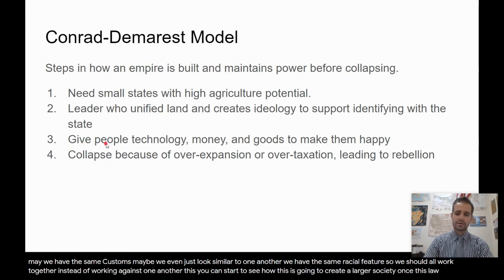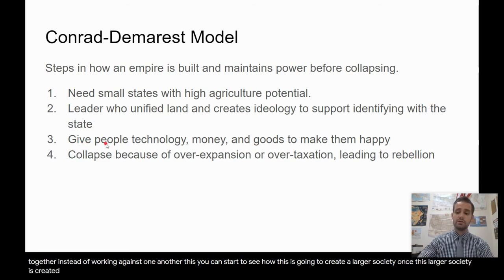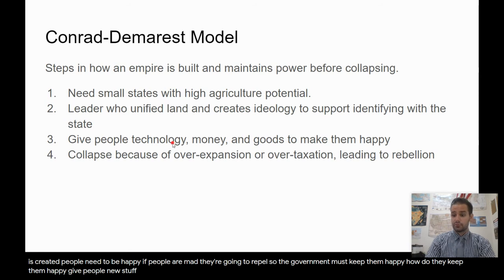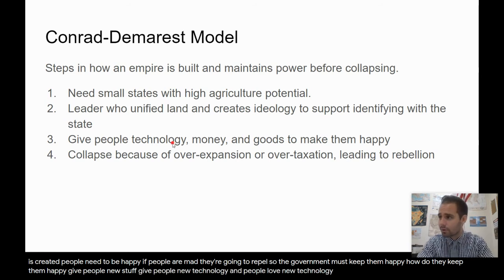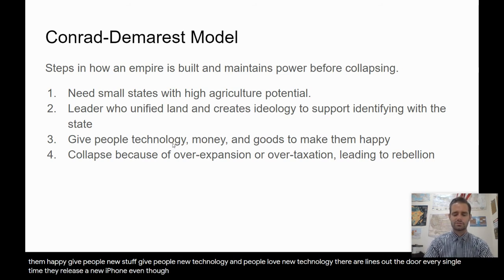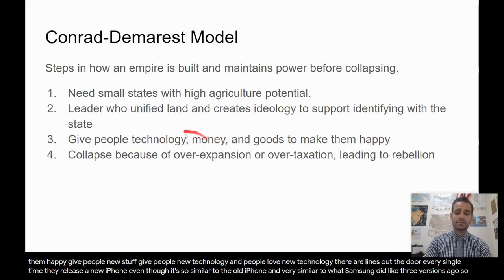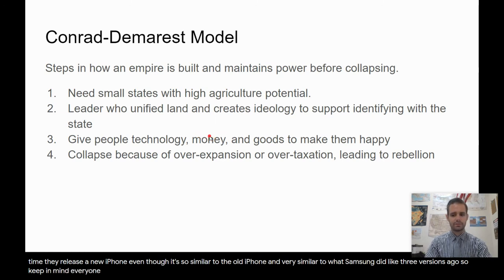Once this larger society is created, people need to be happy. If people are mad, they're going to rebel. So the government must keep them happy. How do they keep them happy? Give people new stuff. Give people new technology. People love new technology. There are lines out the door every single time they release a new iPhone, even though it's so similar to the old iPhone and very similar to what Samsung did like three versions ago. So people love technology. Somehow give the people money. Everyone loves money.